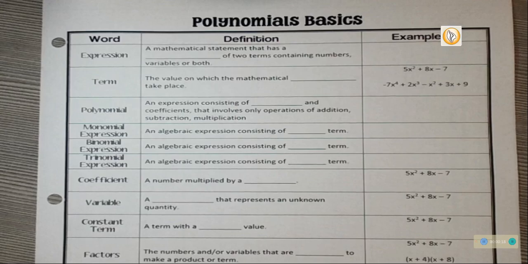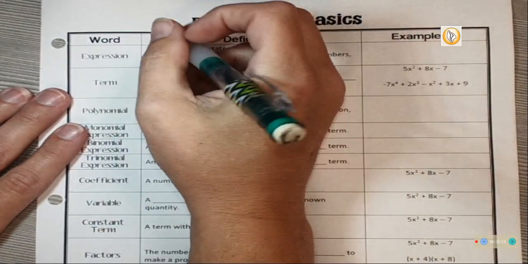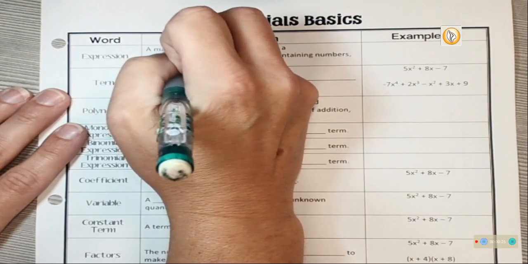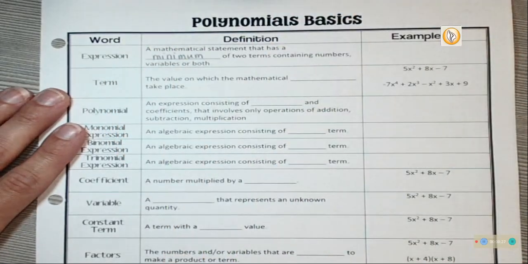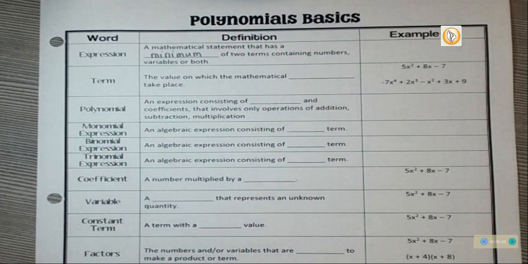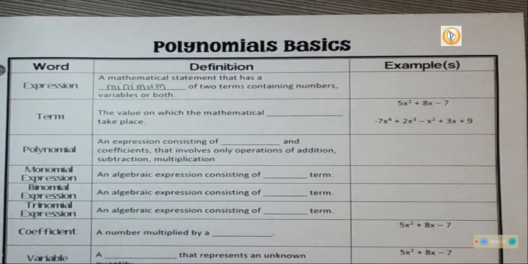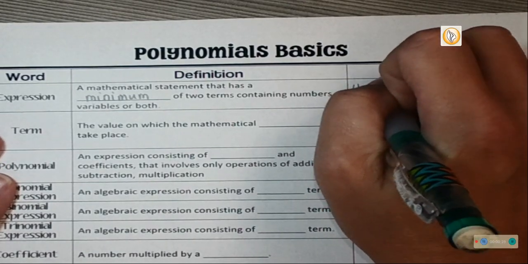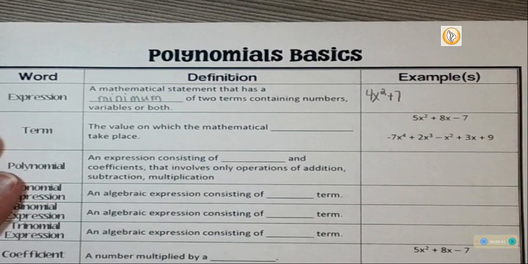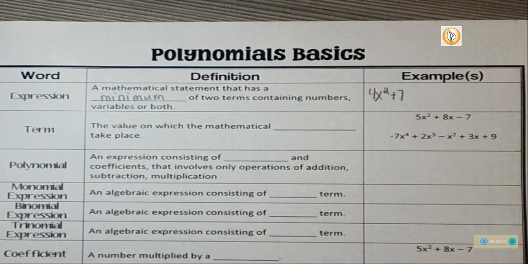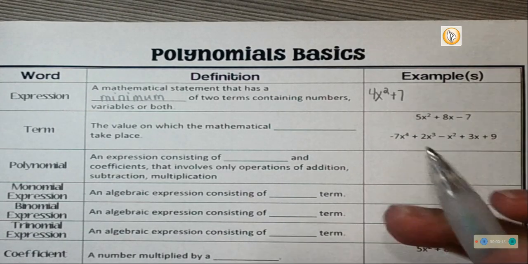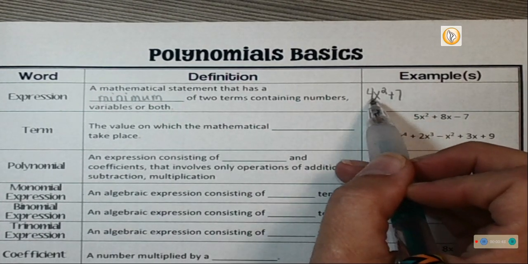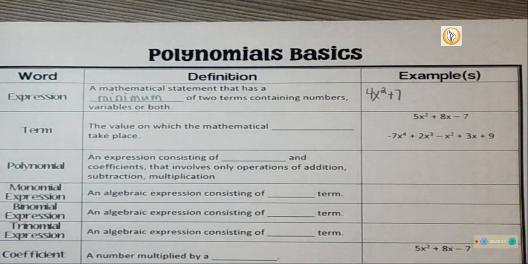So, an expression, that is a mathematical statement that has a minimum. So, what I write, you write. Minimum of two terms containing numbers, variables, or both. So some examples would be if I said 4x squared plus 7. That's an expression because it has a minimum of two terms. So you have one term, two terms. So this one has variables, this one doesn't. It is what it is.